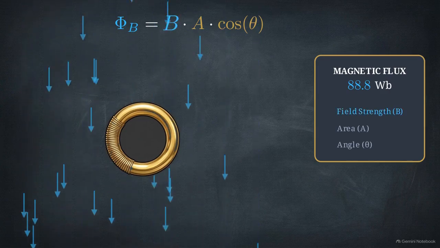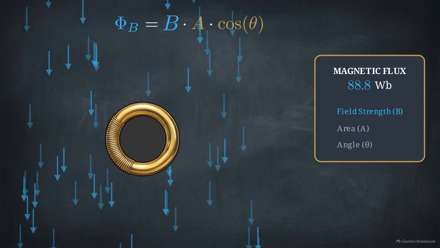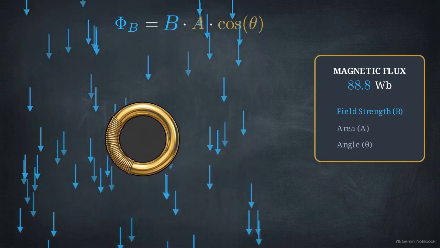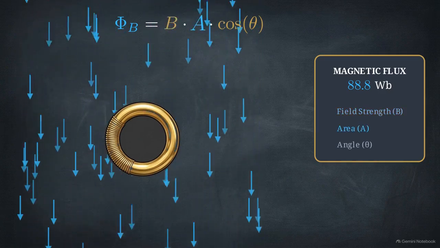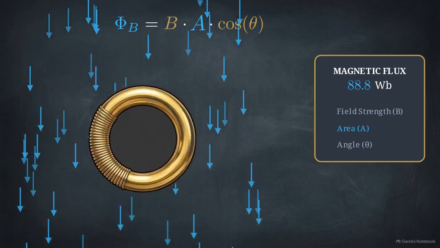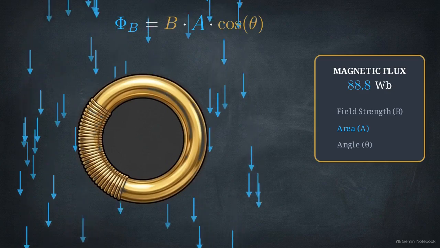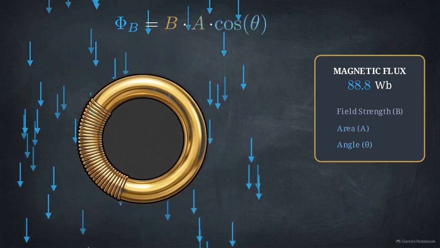The first variable is the strength of the magnetic field itself. If you use a stronger magnet, the field becomes denser. More lines thread through the loop, and the total flux goes up. The second variable is the area of the wire loop. A wider loop captures a larger section of the magnetic field, increasing the flux even further.